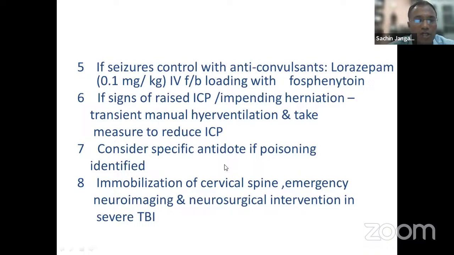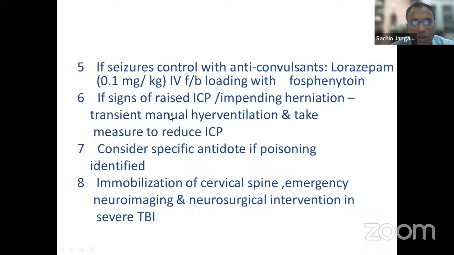In the emergency room, if seizures are present, then treat with anticonvulsants. If active convulsion, then lorazepam is the drug of choice. Dose is 0.1 milligram per kg, followed by loading with phenytoin or fosphenytoin, 20 mg per kg. If signs of raised ICP or impending herniation are present, then you might have to do transient manual hyperventilation, and take measures to control the ICP.